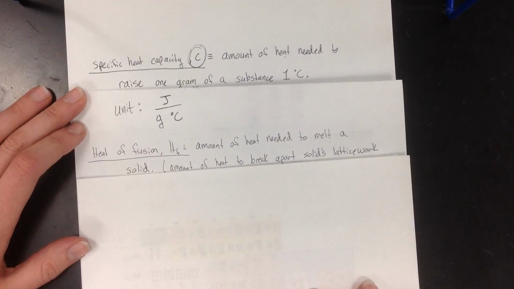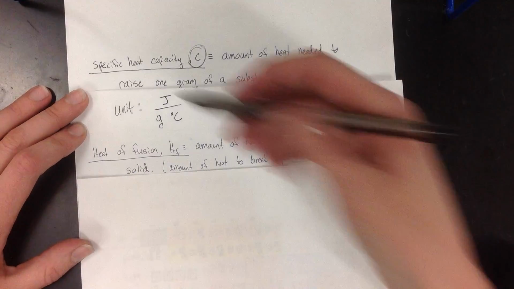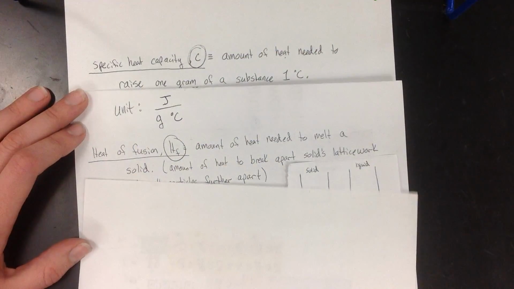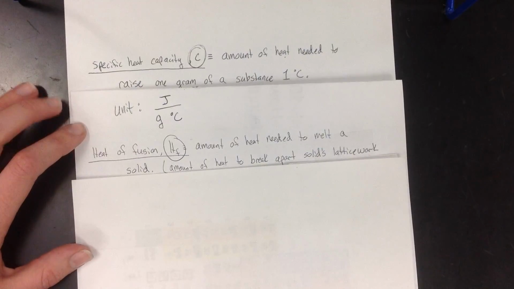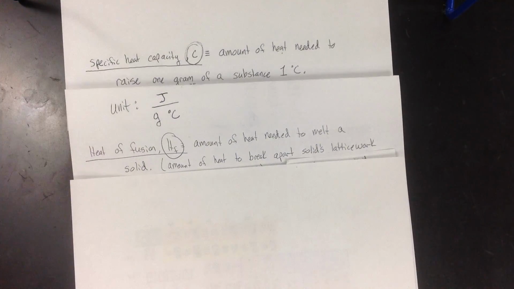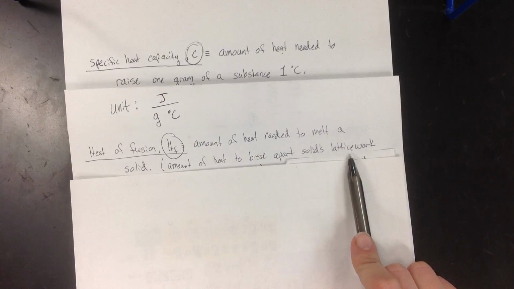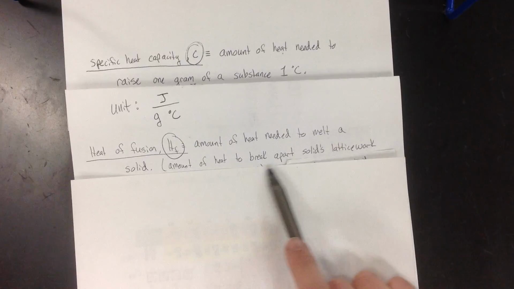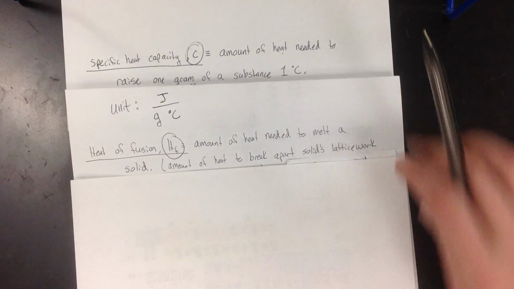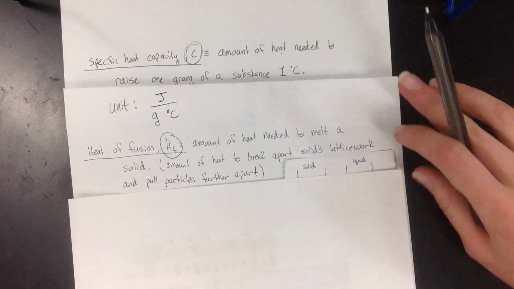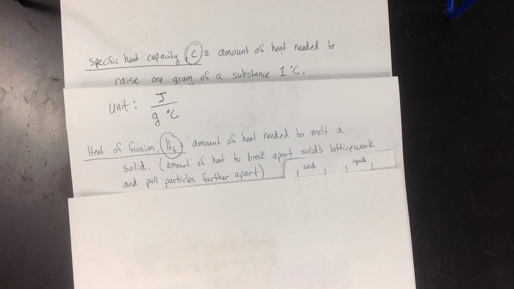Other vocabulary that you'll need to know. Your heat of fusion, we abbreviate it as an HF. This is the amount of heat needed to melt a solid. Long story short, you're either melting or freezing and you're using heat of fusion. Now, let's dive a little deeper. When you have your solid, you have something called a lattice work. So you can also say that this is the amount of heat needed to break apart your solid's lattice work, pulling those particles further apart to become that liquid.